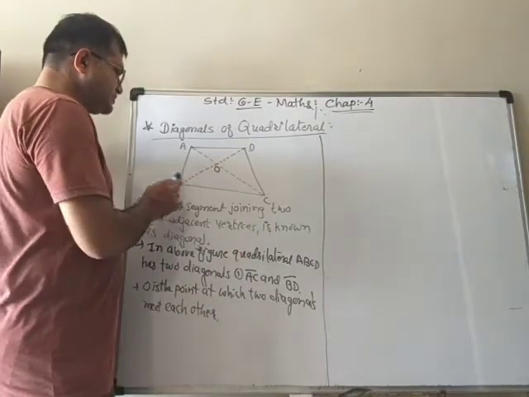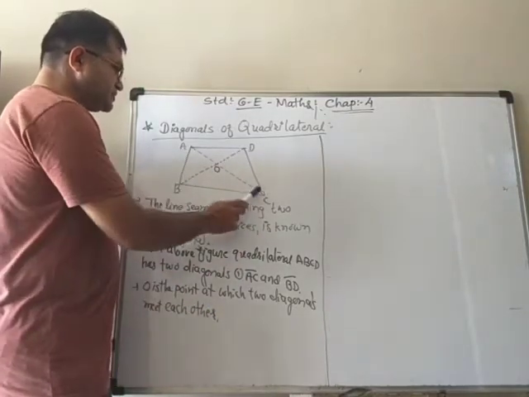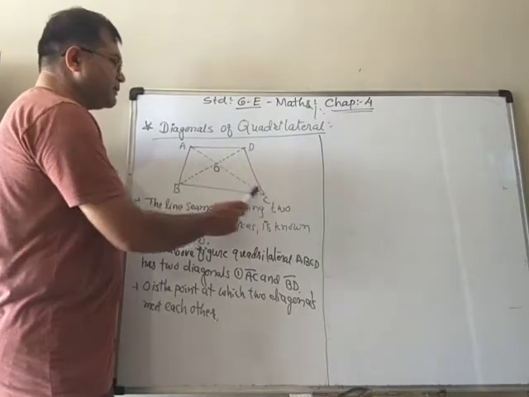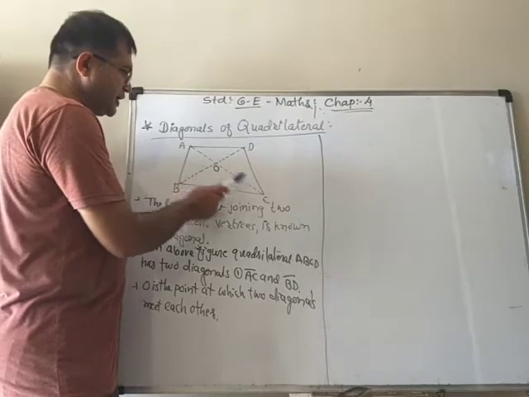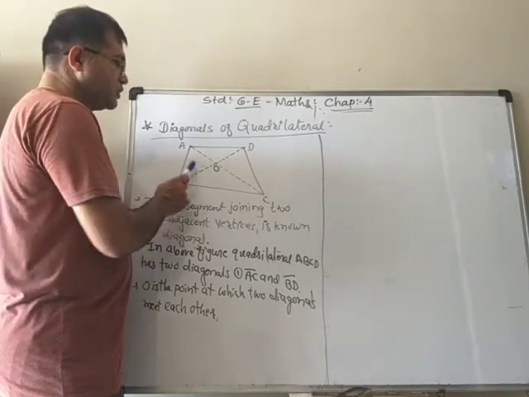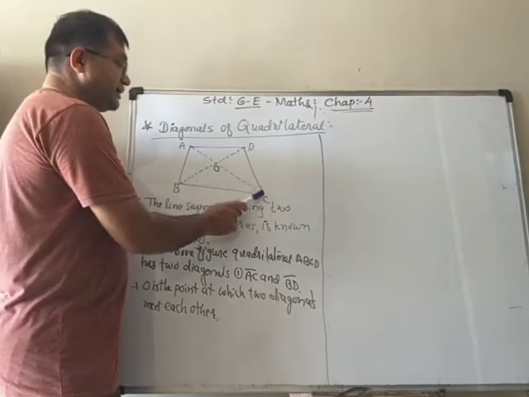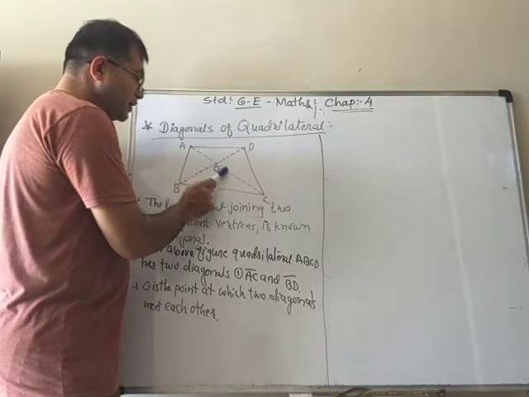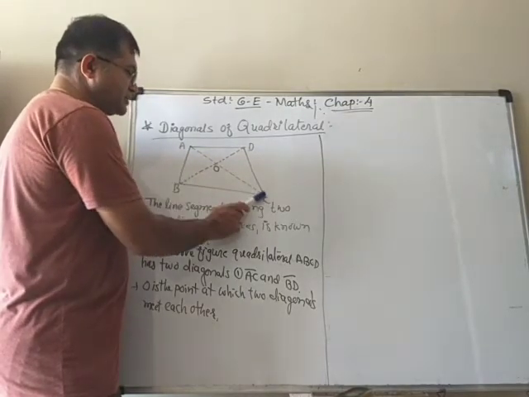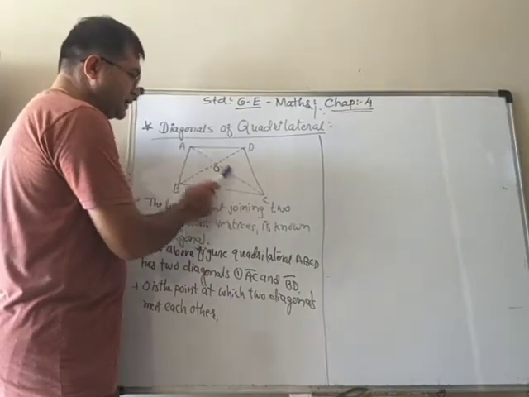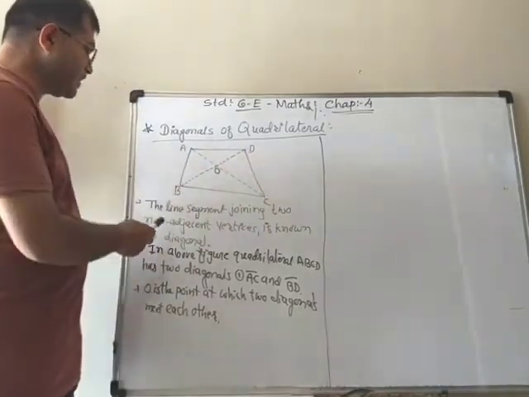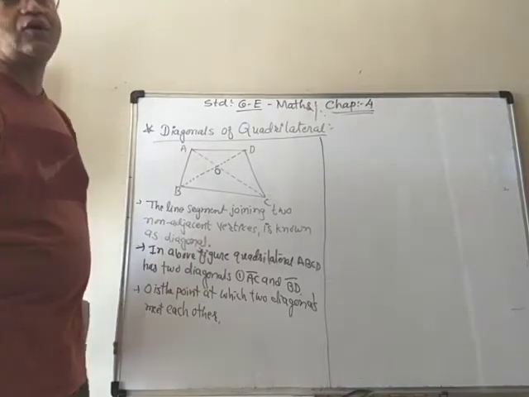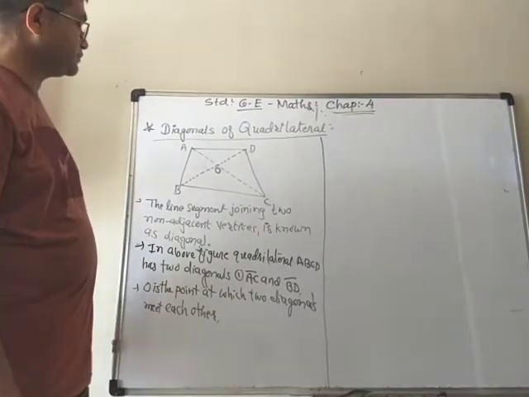These are the adjacent vertices: A and B, B and C, C and D, because they are coming one by one. But here they are non-adjacent because between A and C there is B also. So they are known as non-adjacent vertices. When we join non-adjacent vertices, we get a line segment. Here line segment AC and line segment BD are known as the diagonals of the quadrilateral.